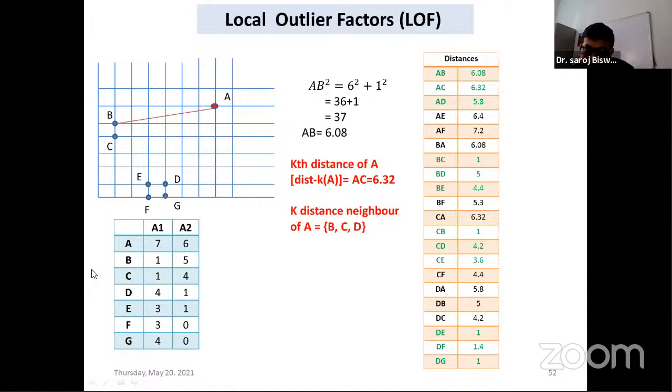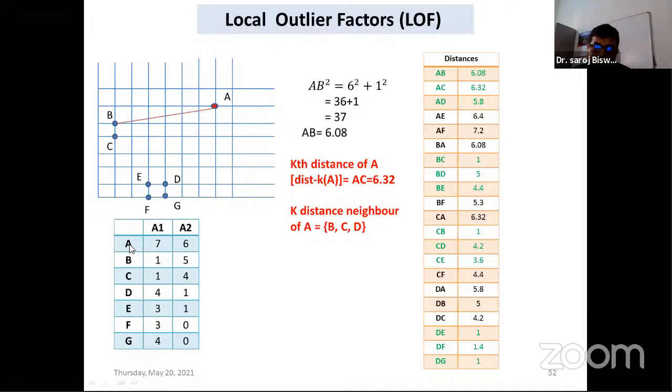This table is given here to show the coordinates of all the observations. Here, A, B, C, these are the coordinates of each observation. Observation A has coordinate 7, 6. Similarly, B's is 1, 5, right? Similarly, C's is 1, 4. Try to understand what 1, 4 means for C. C is here, right? If this one becomes 0, 0 in coordinate geometry, then the value of X is 1, and up to here is how much? 1, 2, 3, and 4. That's why C is represented by 1, 4, right?